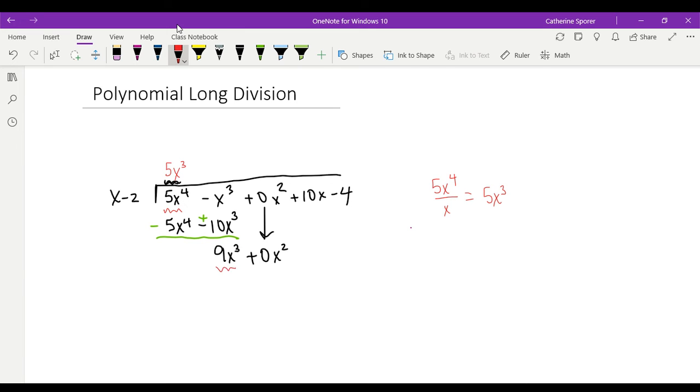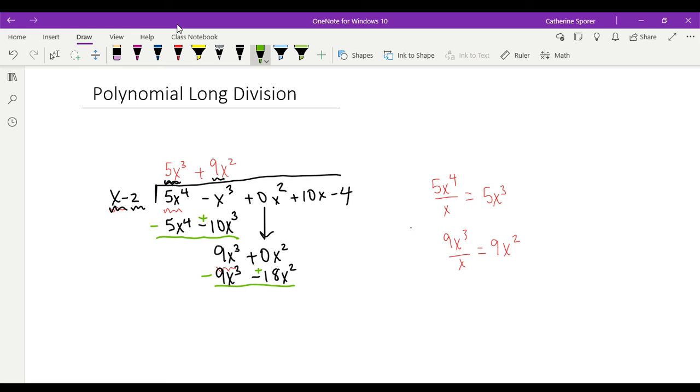Okay, now we're going to divide 9x to the third by x, which is 9x squared. So that's going to be the next term of the division, positive 9x squared. Then we're going to multiply x by 9x squared, which is 9x to the third. And we're going to multiply negative 2 by 9x squared, which is negative 18x squared.